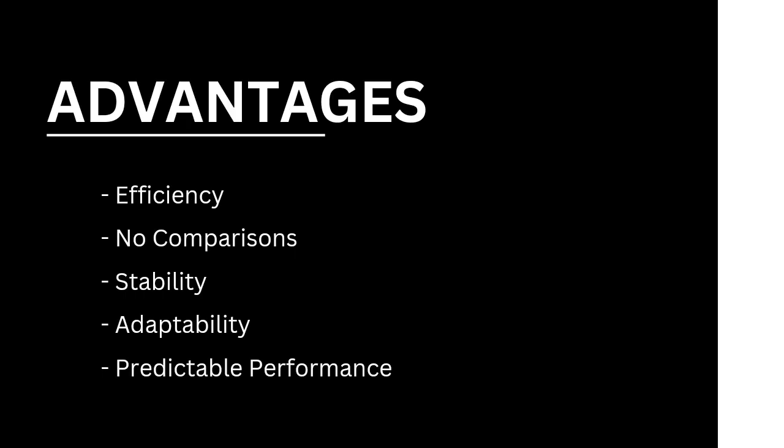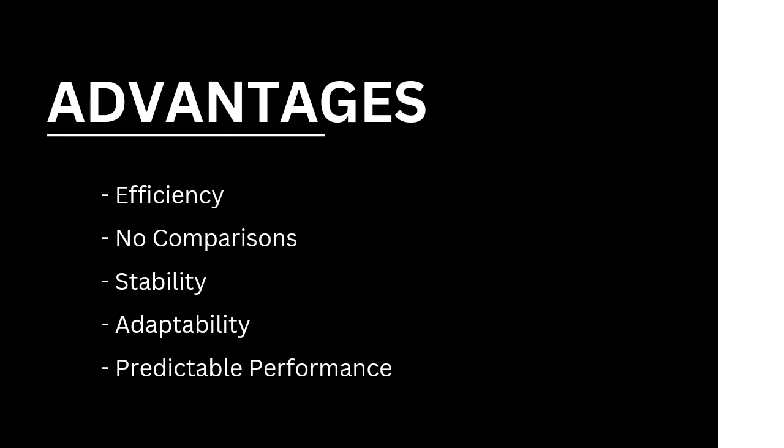Let's take a look at the advantages. Efficiency, non-comparison, obviously, counting sort, stability, adaptability, and predictable performance. You can predict the performance in real time. You just actually can do that. And how do you basically do that? Because of the consistent time. Radix sort's performance is predictable with consistent time complexity across different data sets.